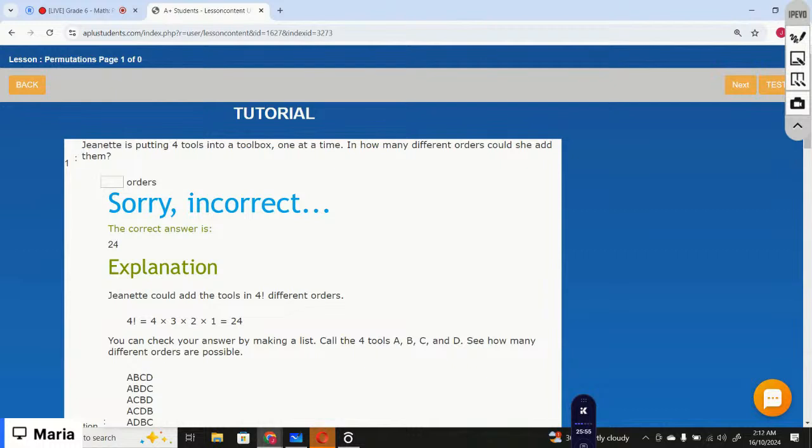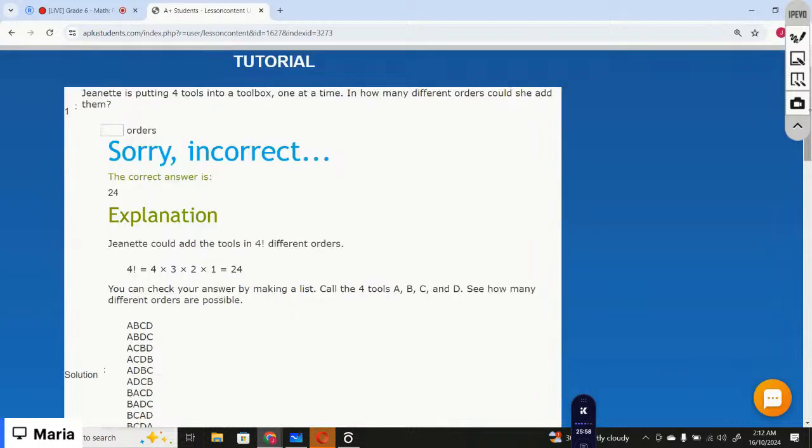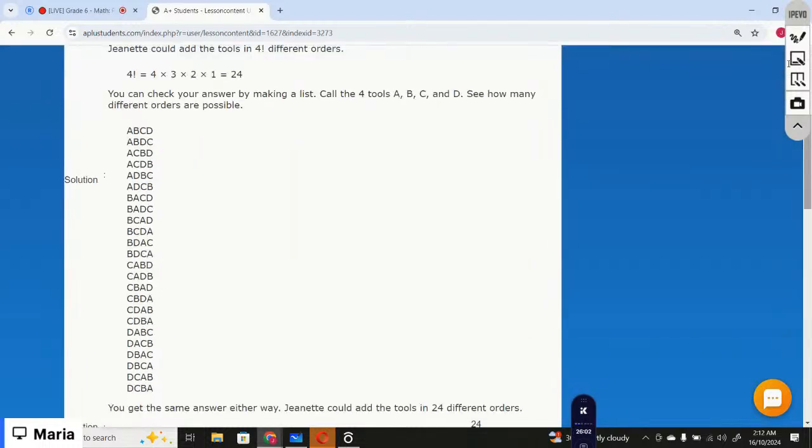4 factorial means you have to see how many different ways she can arrange. So 4 factorial is 24. Let's suppose it is A, B, C, D. So you can write them down in 24 different orders. The correct option is 24.